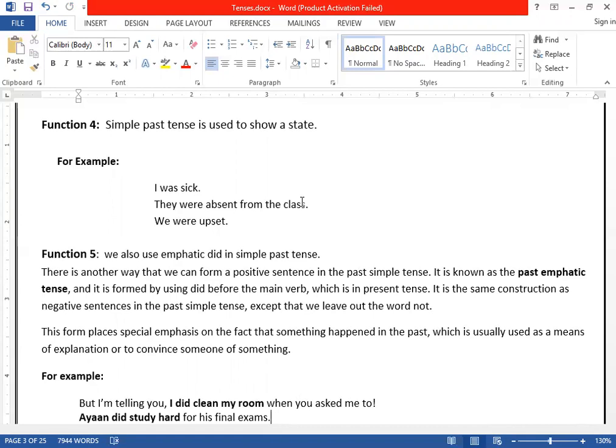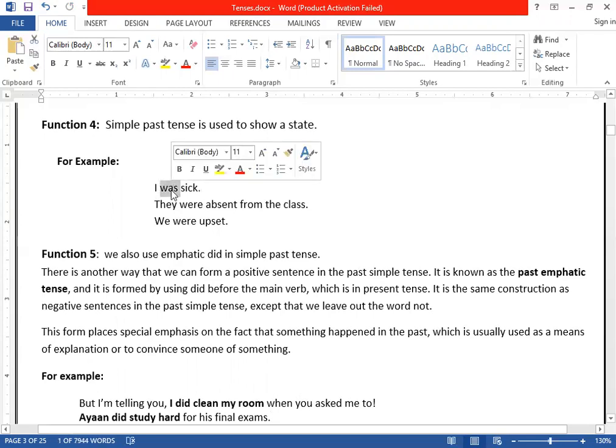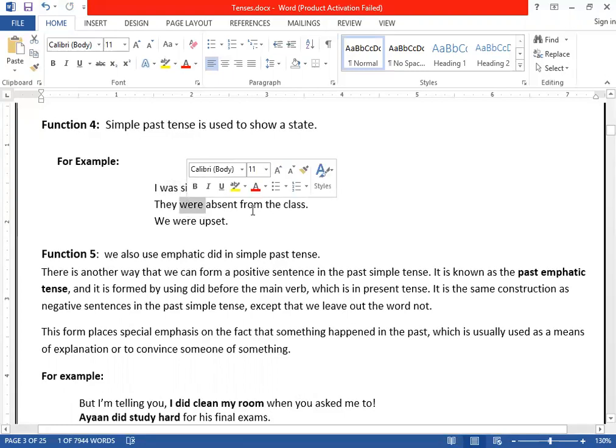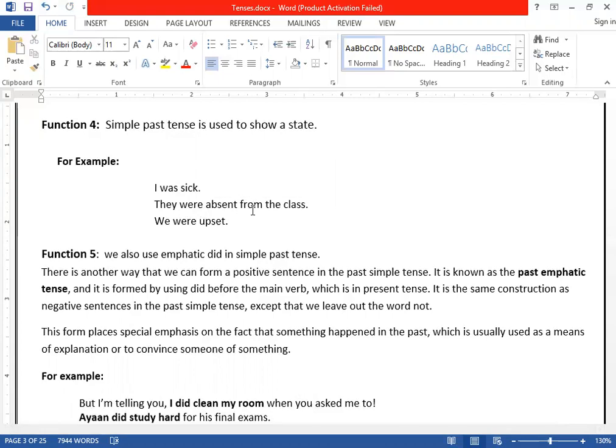It also shows us a state. So this is also simple past tense. For example, I was sick, because "was" here is the main verb, there is no other action word. So the main verb only, we have a state verb, and that is called I was sick. We studied state verbs. They were absent. They were absent from the class. So which tense is this? Simple past tense. I was sick, he was absent, he was happy, they were absent, clear, they were worried.